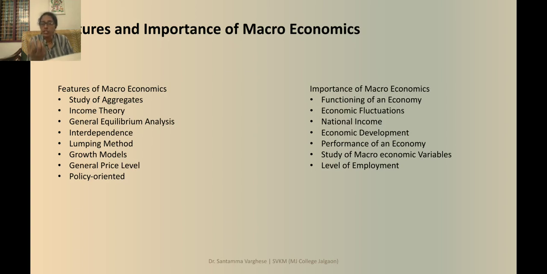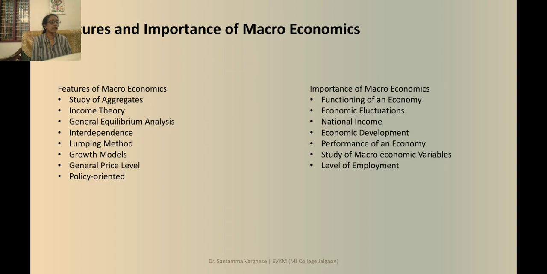What are the aggregates? Which things does it go through? That is national income, national output, national employment, general price level, business cycle, etc. So you have to concentrate on this much only. The first feature of macroeconomics is the study of aggregates, and all the study of national income, output, employment, and general price will come. Second, income theory.